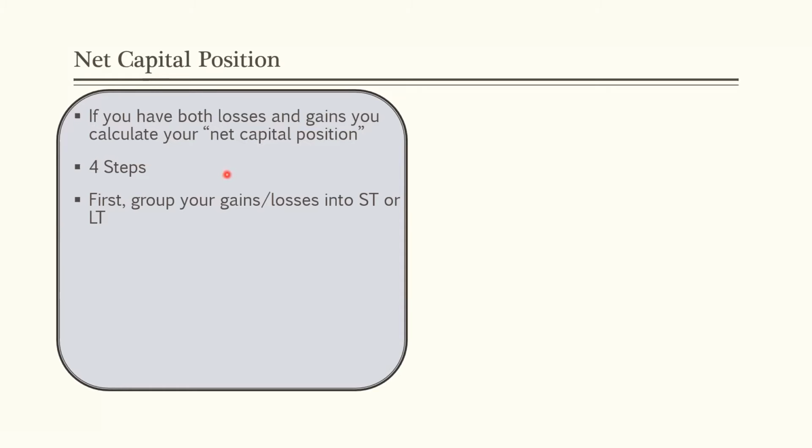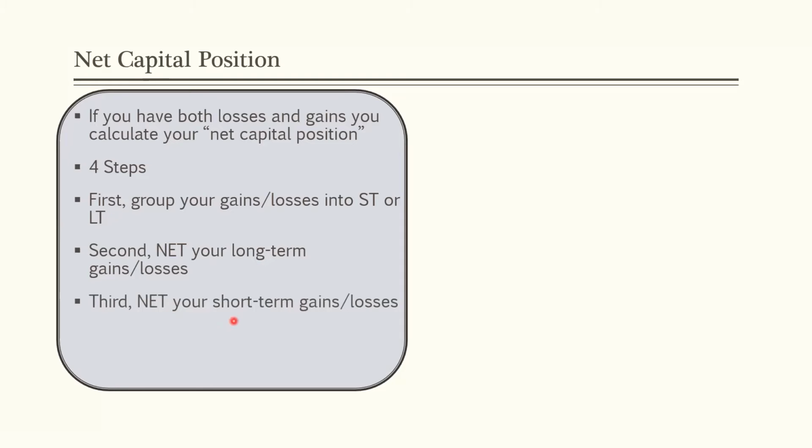Step 1, you group your gains and losses into short-term or long-term. So imagine you have baskets of long-term gains, short-term gains, long-term losses, and short-term losses. We've got them all grouped up into either short-term or long-term. Then you net your long-term gains and losses: you take your net long-term gains and subtract the net long-term losses. So we've just netted everything that was long-term. And then we net our short-term gains and losses. Take your net short-term gains minus your net short-term losses, and you have your net short-term gain or loss.